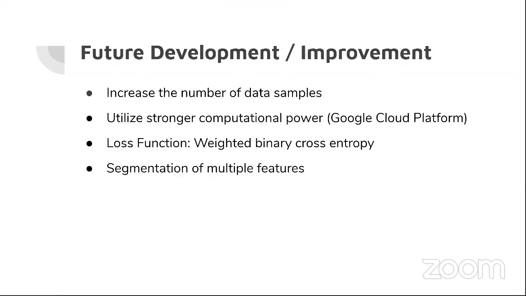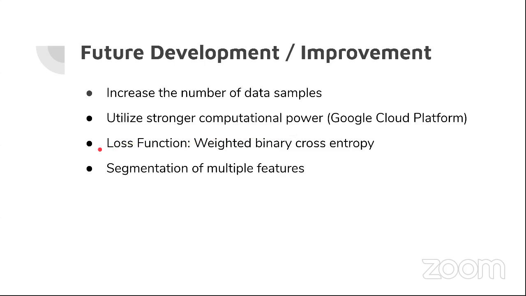Thanks, Sarah. So we believe that these are the improvements and future development our project could have. Basically, the improvement we needed the most was to increase the number of data samples by manually segmenting out the ventricles so that we would have more samples. More samples also means more utilization of computational power, so we could further set up Google Cloud Platform to do our computational tasks.